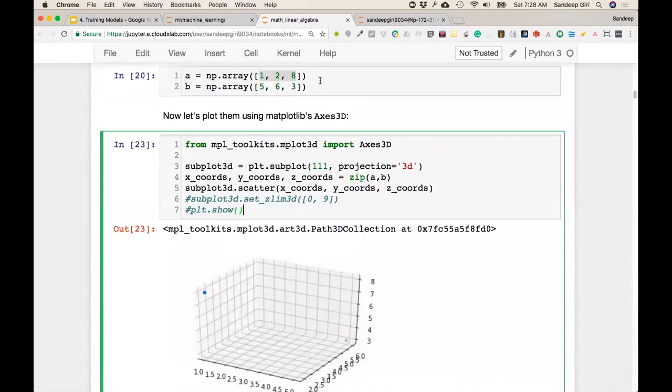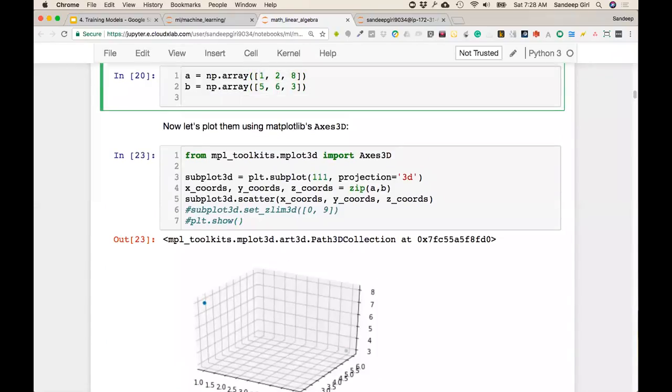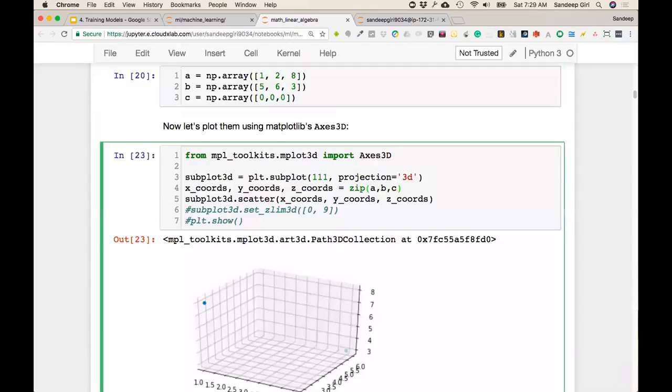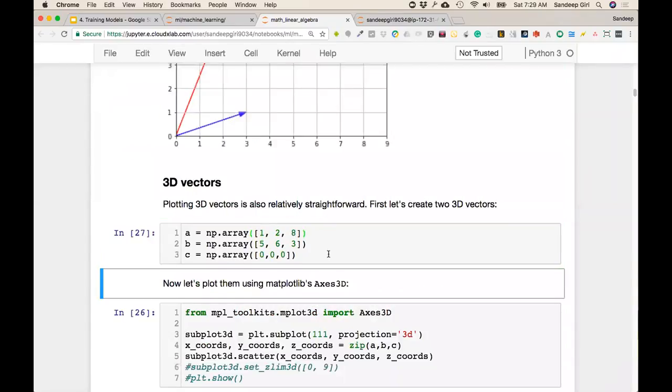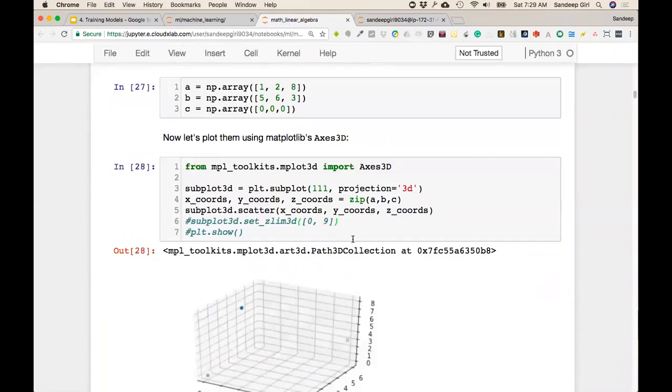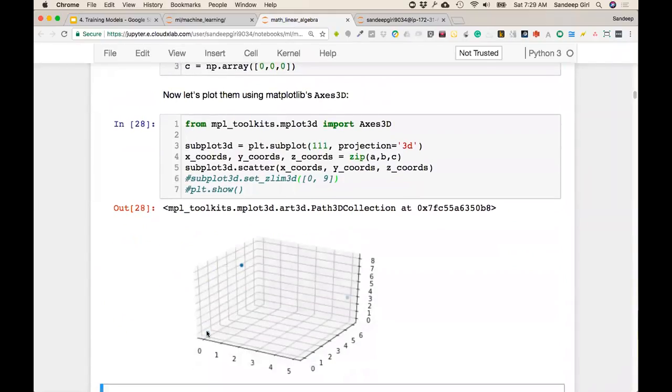Just give me a second. Let's say we had one more C here. Okay, and we said numpy array, and we put 0, 0, 0. Okay, and we do the zipping here. Let me first define C. All right. So this is, let's say, 0, 0, 0 in all dimensions. Okay. So this is x-axis, this is y-axis, this is z-axis. Okay. And yes, it is very much possible to plot the XYZ.